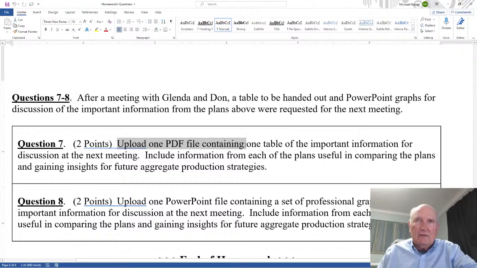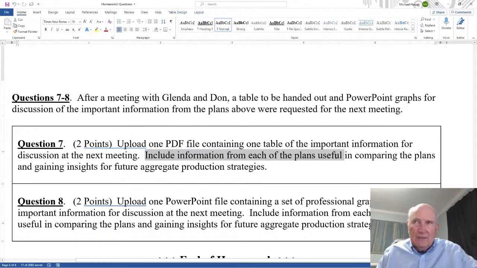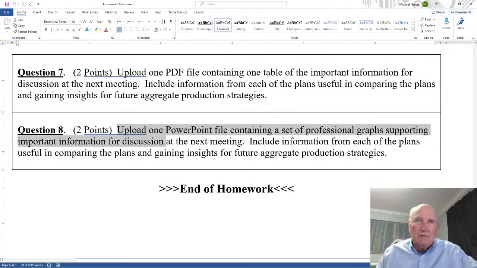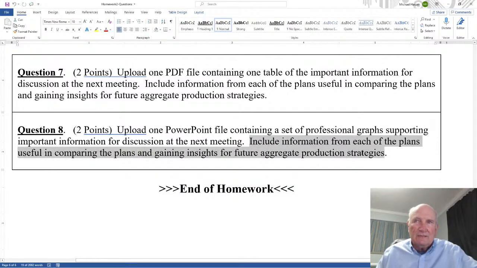upload one PDF file containing one table of the important information for discussion at the next meeting. Include the information from each of the plans, useful in comparing the plans and gaining insights for future aggregate production strategies. Okay, and then upload one PowerPoint file containing a set of professional graphs supporting the information for discussion. Include information from each plan useful in comparing the plans and gaining insights.